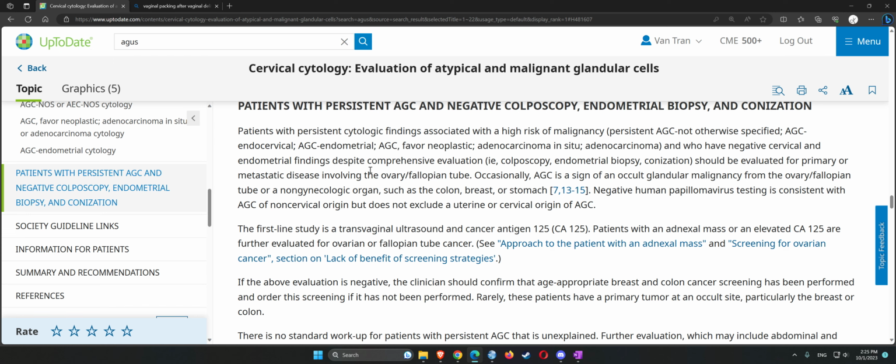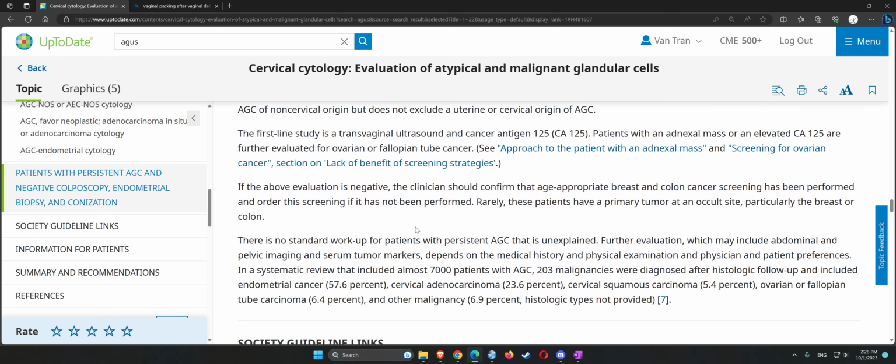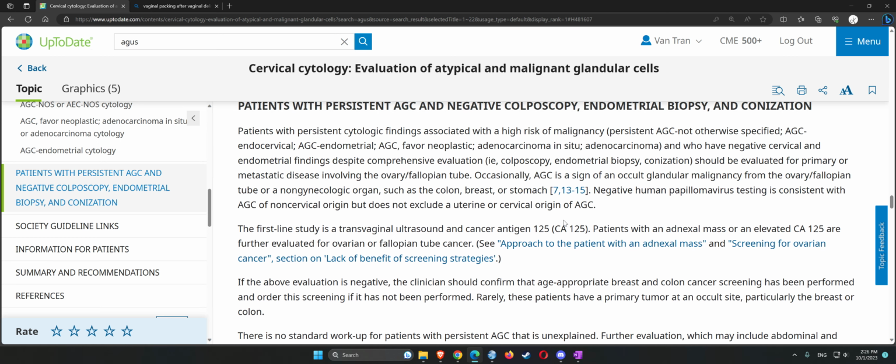All right. So here's what it says. Patient with persistent cytological finding associated with high-risk malignancy, such as persistent AGC, not otherwise specified, or AGC endocervical, AGC endometrial, AGC favor neoplasm, AIS, or adenocarcinoma. So for these patients who have negative cervical and endometrial findings despite comprehensive evaluation, such as colposcopy, endometrial biopsy, or conization, these patients should be evaluated for primary or metastatic disease involving the ovary and fallopian tube. The first line study is transvaginal ultrasound and CA125. Okay, yeah, that's good to know, because my knee-jerk reaction was hysteroscopy, because I would be thinking, what about that 15% that's missed on EMB?